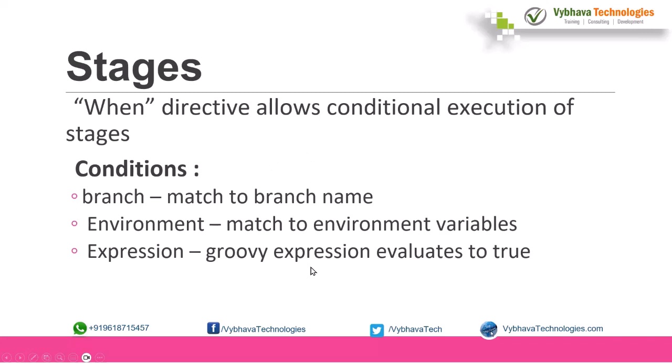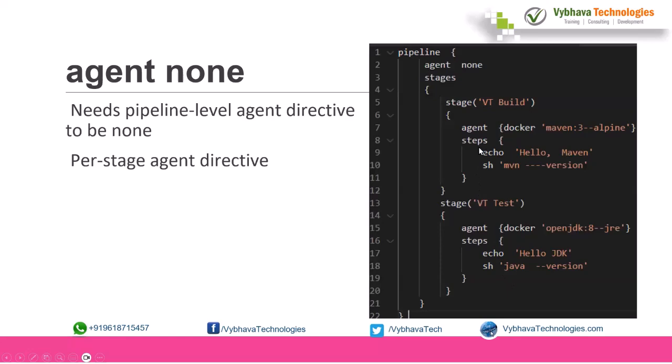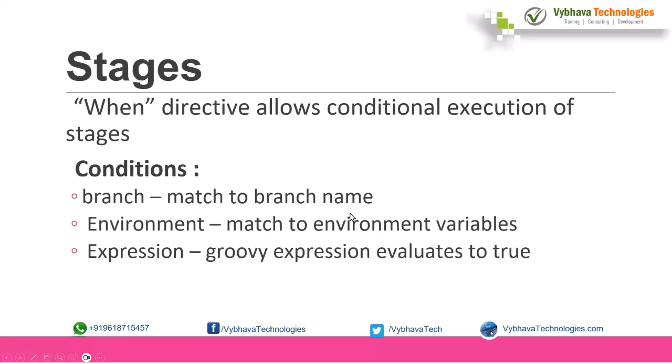If you see the previous example, we don't have any conditions here. Here, these are the different options. We have three different options: branch, environment, expression. We can use them in a Groovy format.